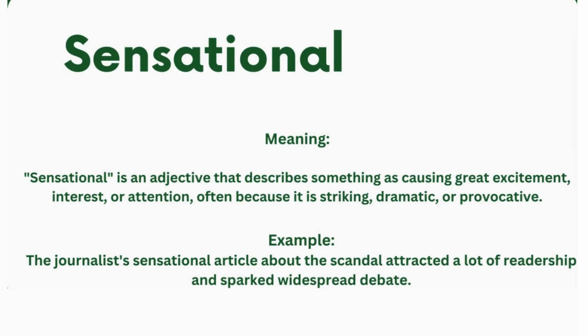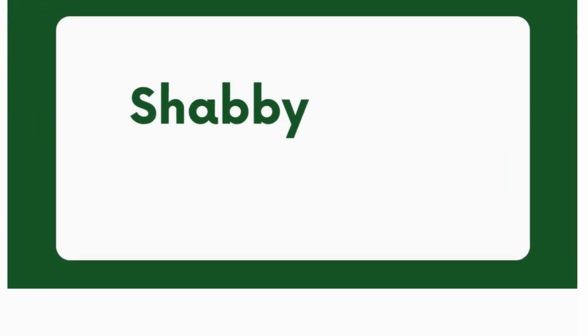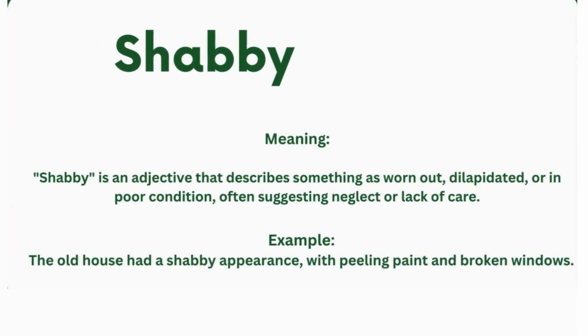it is striking, dramatic, or provocative. Example. The journalist's sensational article about the scandal attracted a lot of readership and sparked widespread debate. Shabby. Meaning. Shabby is an adjective that describes something as worn out, dilapidated, or in poor condition, often suggesting neglect or lack of care. Example. The old house had a shabby appearance, with peeling paint and broken windows.